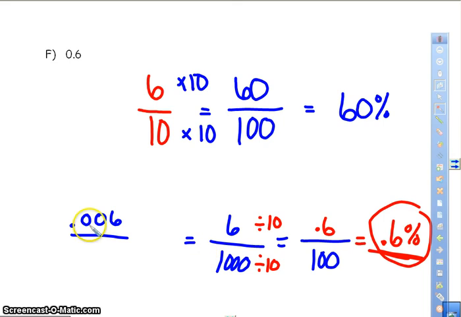What's important to know is that when you're converting, if I don't get a number that's out of 100, I need to get it to 100. We don't compare percents to 1,000. Percent means per 100. So whatever I need to do to that denominator to get it out of 100, that's what I need to do to the numerator as well.